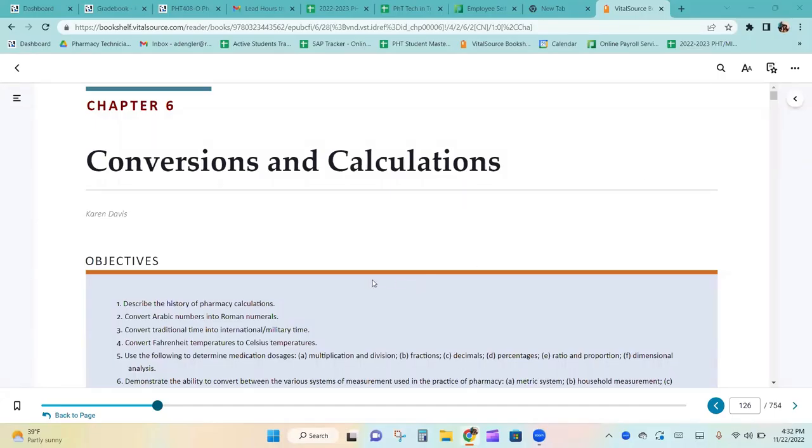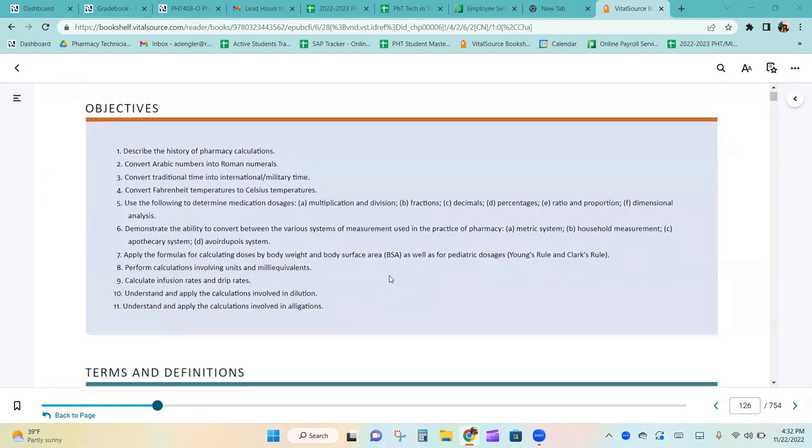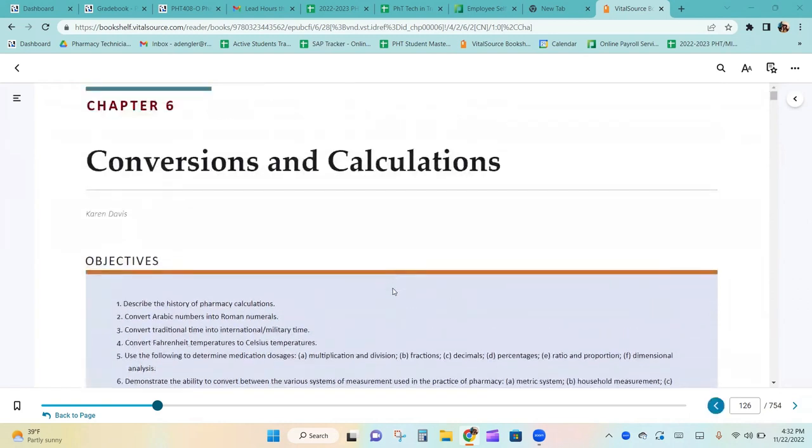Chapter 6, Conversions and Calculations. So as you can tell, this is a math chapter. So we will go over the examples and we'll go over the whole chapter. So try not to stress out too much.